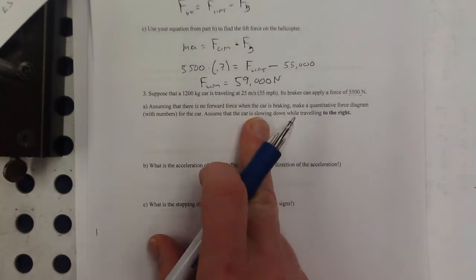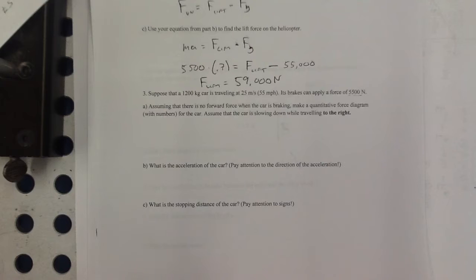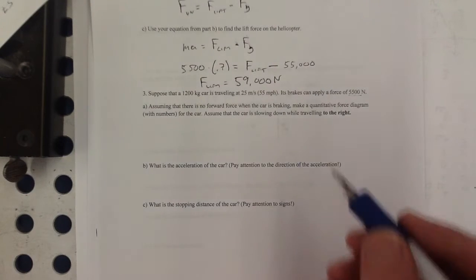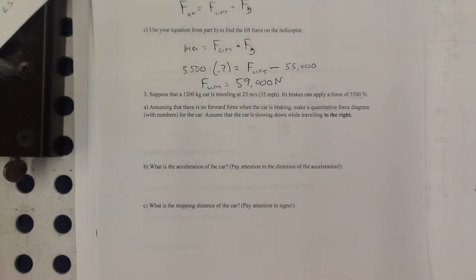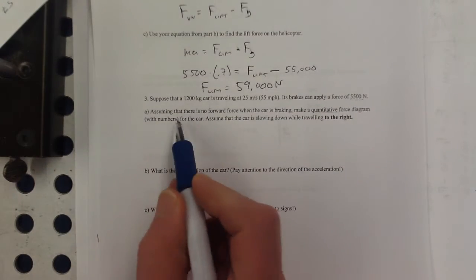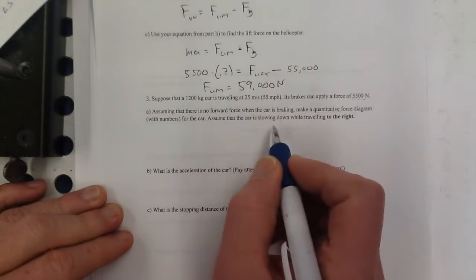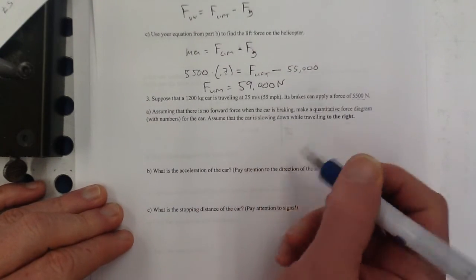Assuming there's no forward force while the car is braking, make a quantitative force diagram, that means with numbers, for the car. Assume that the car is slowing down while traveling to the right.